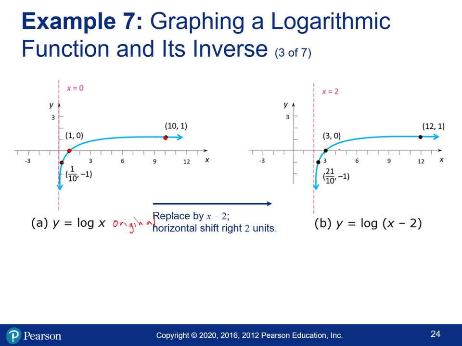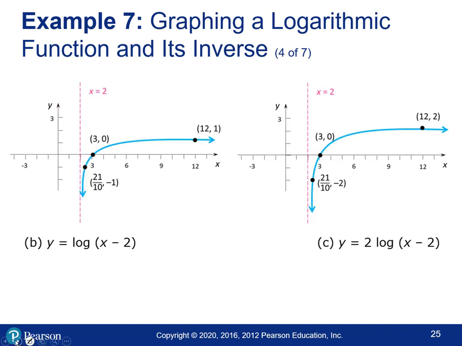So all of our points just moved over 2 units, and that includes the vertical asymptote. So make sure that you shift the vertical asymptote over 2 units as well. It used to be on the y-axis, x equals 0. Now it's the line x equals 2. And then from there, we'll apply our last transformation, multiplying the whole function by 2. And so all of your y values essentially get multiplied by 2. So it's a vertical stretch. This one's still at (3, 0), and then what was (12, 1) is now (12, 2), and then this y value moved down to -2. So that's going to be the graph of our log function.